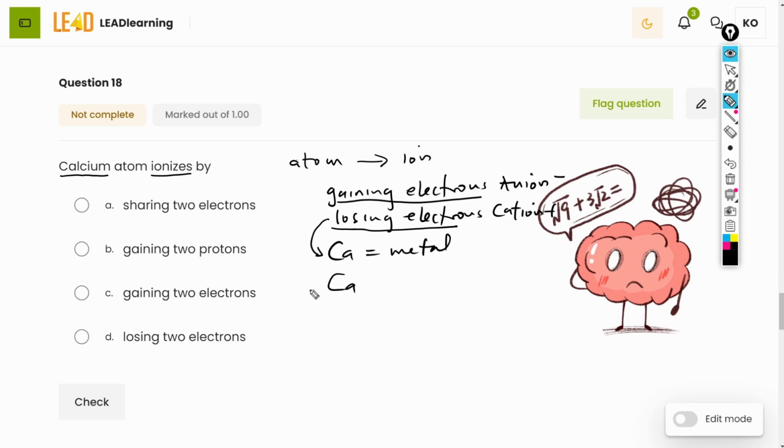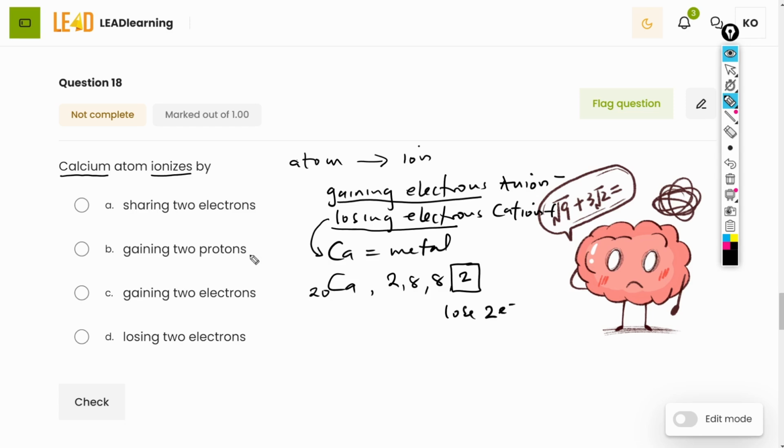Calcium's proton number is 20. That means it also has 20 electrons. So the configuration will be 2, 8, 8, 2. Group 2. The number of valence electrons tells us the group of the atom, and the number of valence electrons tells us the electrons it would lose. That means calcium will lose 2 electrons, lose 2 of its valence electrons.